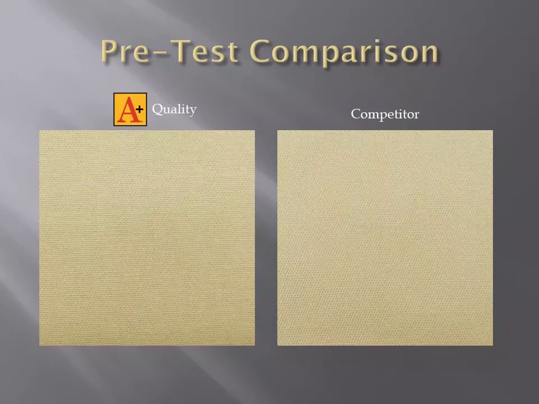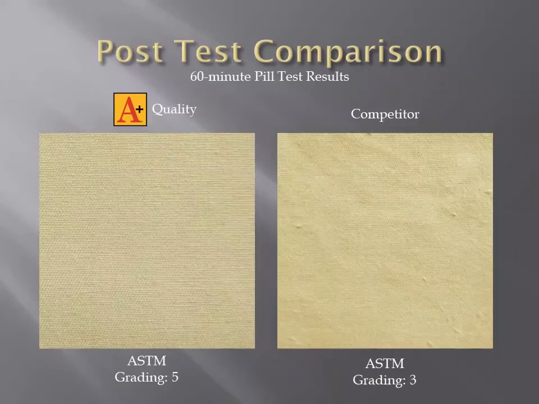Here we have 2 specimens of khaki stretch twill fabric for another example. Our mechanical stretch twill versus one of our competitors. This is before a 60-minute peel test. Again, they appear to be similar before testing. This is after a 60-minute peel test. The A+ specimen, once again, holds up much better under strenuous testing than the competitor specimen.